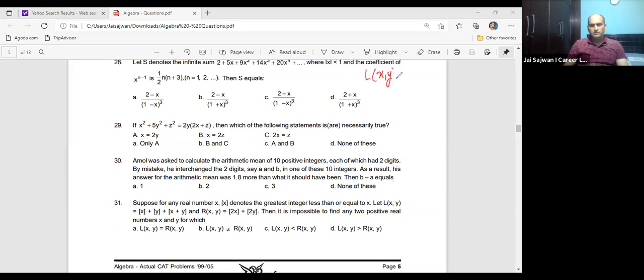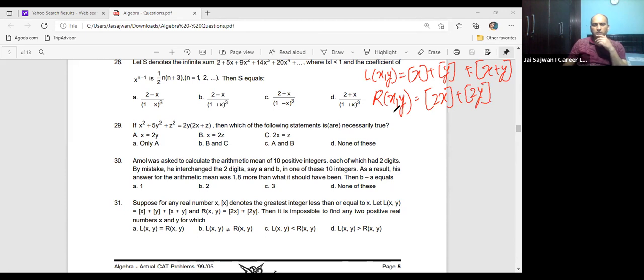L of xy is greatest integer of x plus greatest integer of y plus greatest integer of x plus y. Fine. पहले तो पारस का ही जो लिखा है उसको प्रूव करेंगे कि वो सही है या गलत.